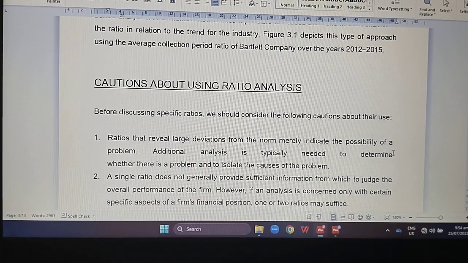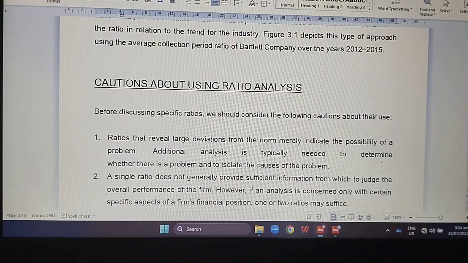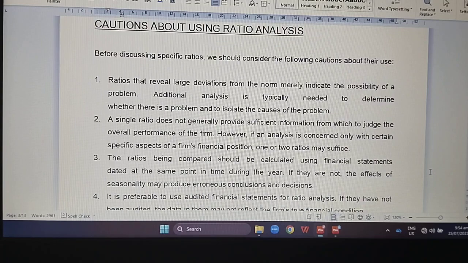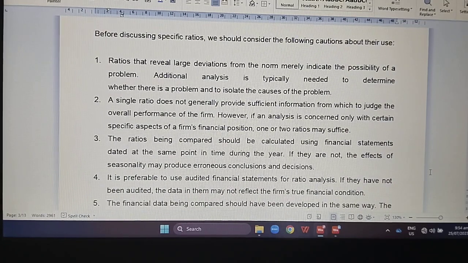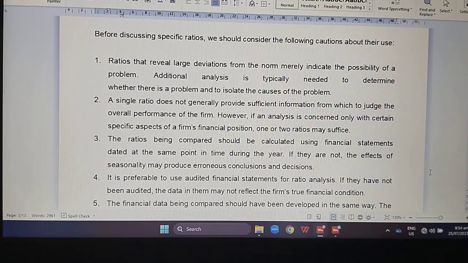Number 1, ratios that reveal large deviation from the norm merely indicate the possibility of a problem. Additional analysis is typically needed to determine whether there is a problem or to isolate the causes of the problem. Kasi kung minsan may pagkakataon lang talaga. Okay. Pangalawa, a single ratio does not generally provide sufficient information. Kaya nga kailangan may series. Oo. Kaya importante na tignan din natin yung time series.